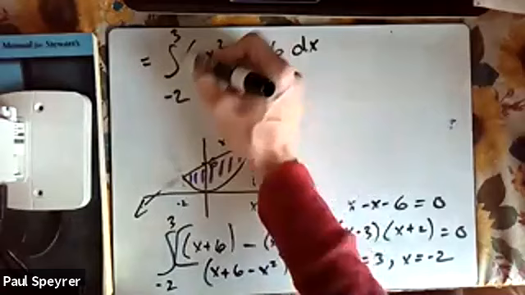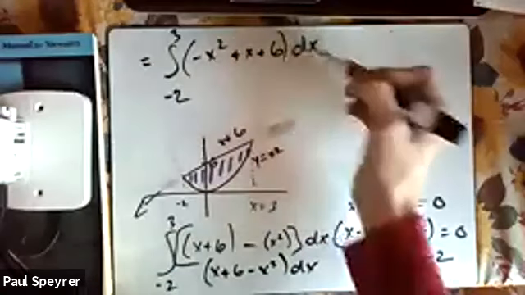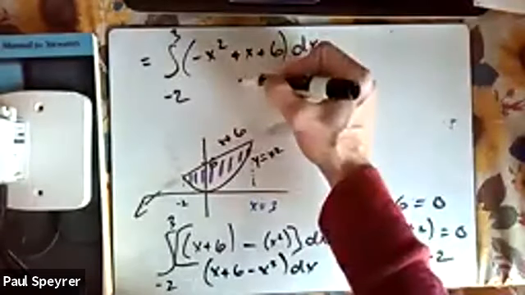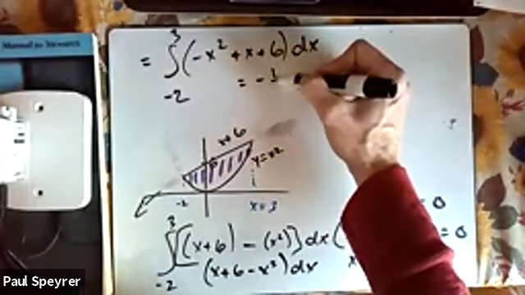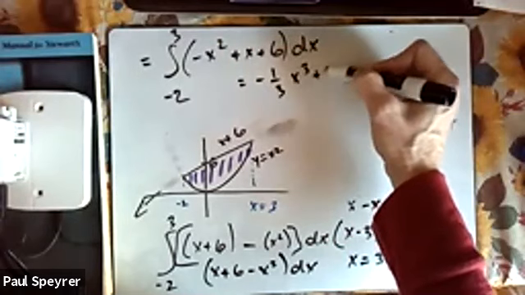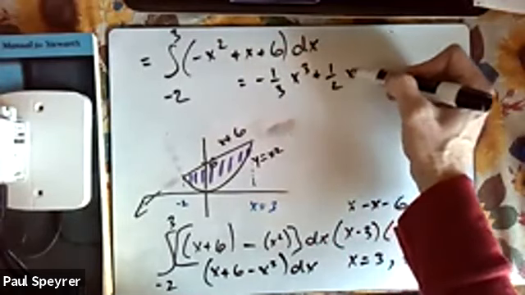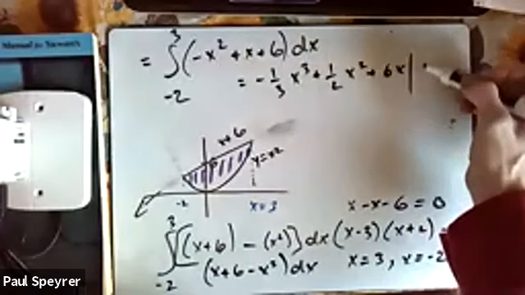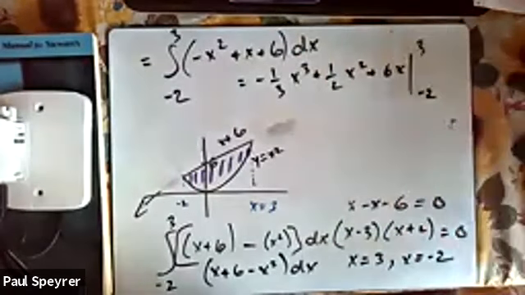And then we're going to take the antiderivative. And again, we don't have any kind of u substitution right here. This is negative 1/3 x cubed plus 1/2 x squared plus 6x. And you're going to evaluate it from negative 2 to 3.